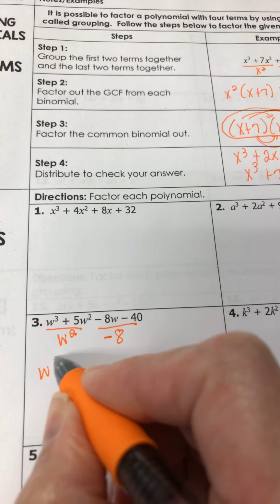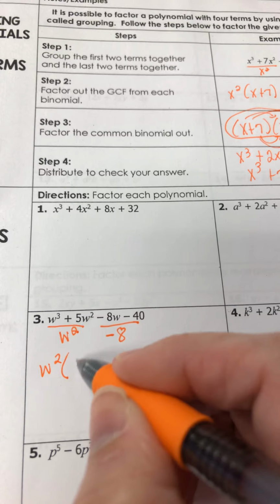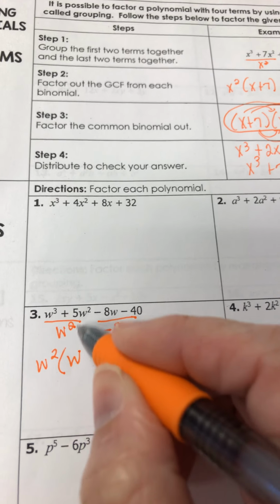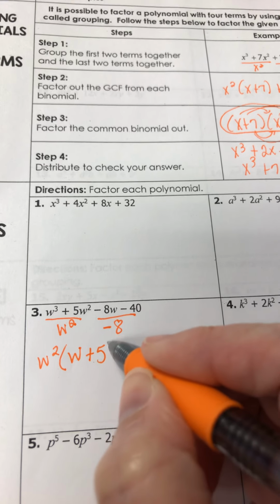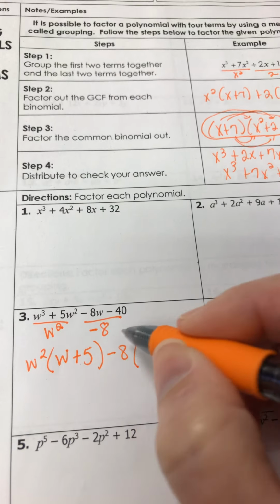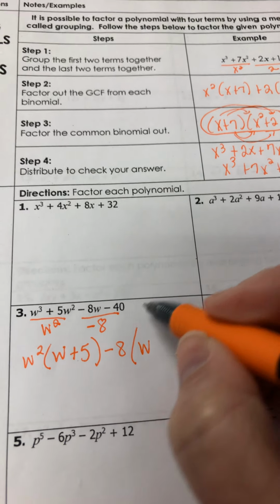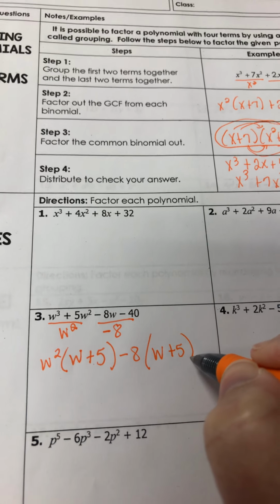So let's bring down w squared and divide. W cubed divided by w squared, 3 minus 2 is 1. The w squareds here cancel out to 1, leaving me with 1 times 5, which is 5. Bring down your negative 8. Negative 8 divided by negative 8 is positive 1w. Negative 40 divided by negative 8 is a positive 5.